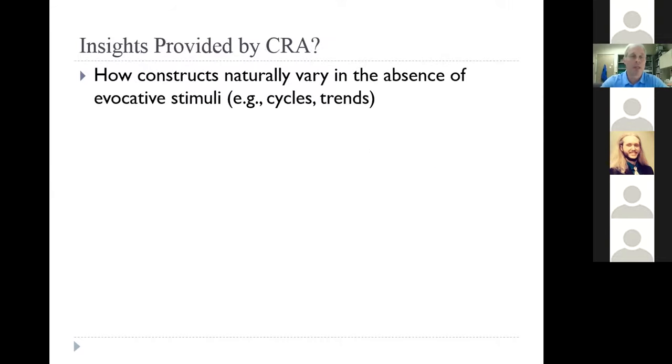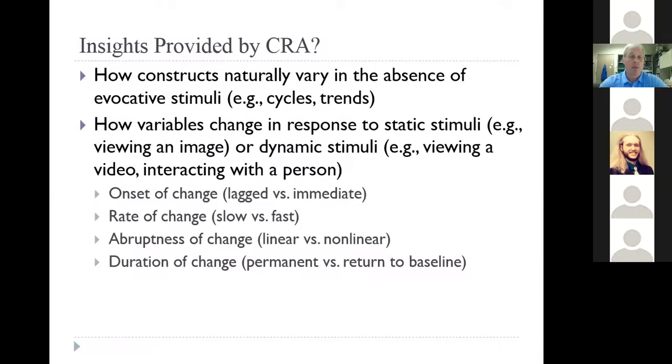So what can this provide that other techniques cannot? Well, one thing is that it can really help us understand how constructs naturally vary in the absence of some kind of stimuli. So what kind of cycles or trends are just naturally apparent in a particular construct over some episode? Perhaps more interesting is we can look at how variables change in response to either static or dynamic stimuli. So it could be presentation of some image, or watching a video, or interacting with another person.